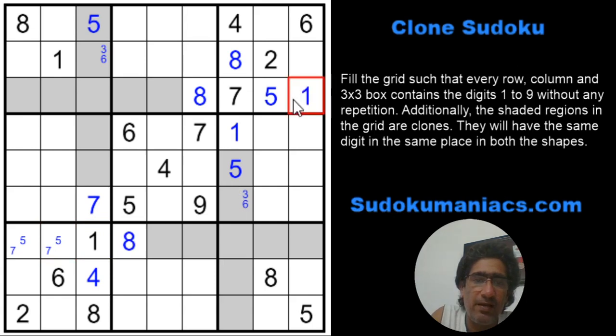And since I have a 1 here, I can blindly place the 1 here to complete the set of 4 digits outside the clone shape. So that's a 3, 9, that's a 3, 9. Let's put in the pencil marks.